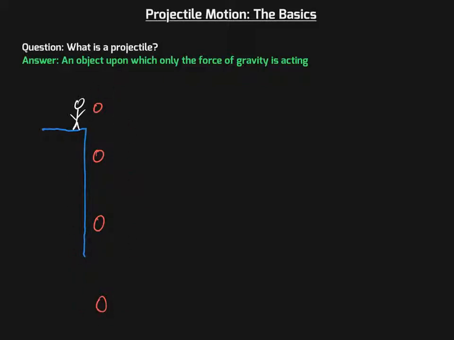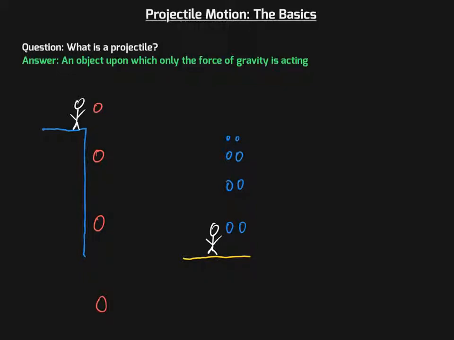Now another example of a projectile, let's say that I have a person standing on the ground here and they throw a ball straight up in the air with some initial velocity. So at the top of the path, momentarily that vertical velocity is 0, and then it starts its journey straight back down. Now again, as soon as that ball leaves the person's hand down here, its motion is only being affected by the force of gravity. So this ball being thrown straight up and coming straight back down is an example of a projectile.